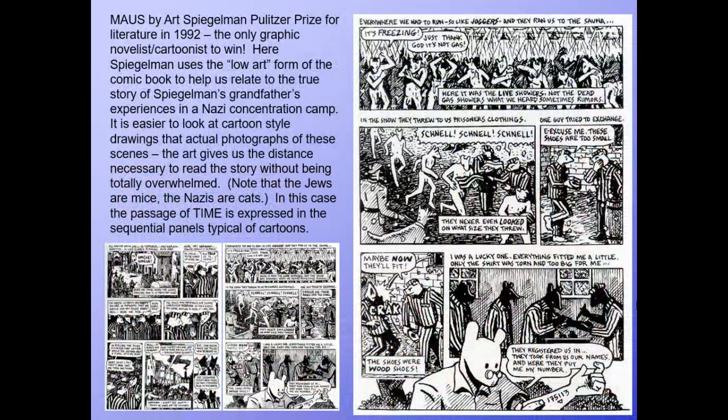Speaking of sequential art, one of the most successful graphic novels in the history of that art form is the book Maus, which won the Pulitzer Prize in 1992. And it reads very much, or looks very much, like a traditional kind of comic style. But the idea here, of course, is telling a story that takes place over a sequence of, in this case, years.